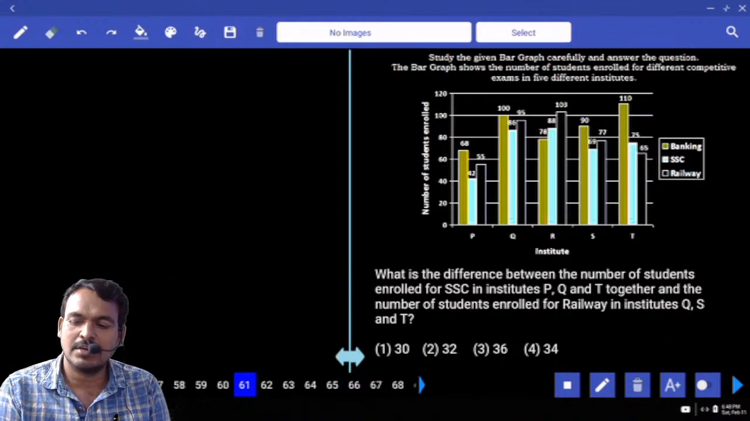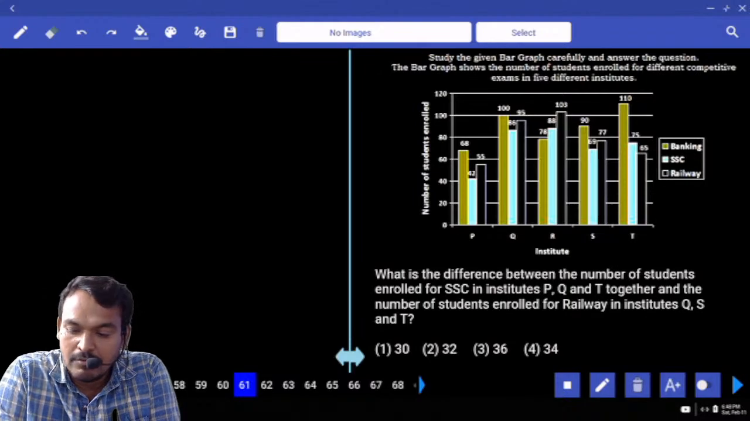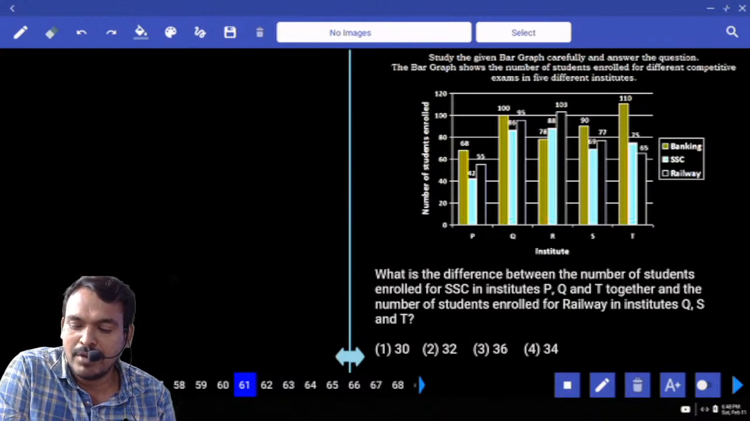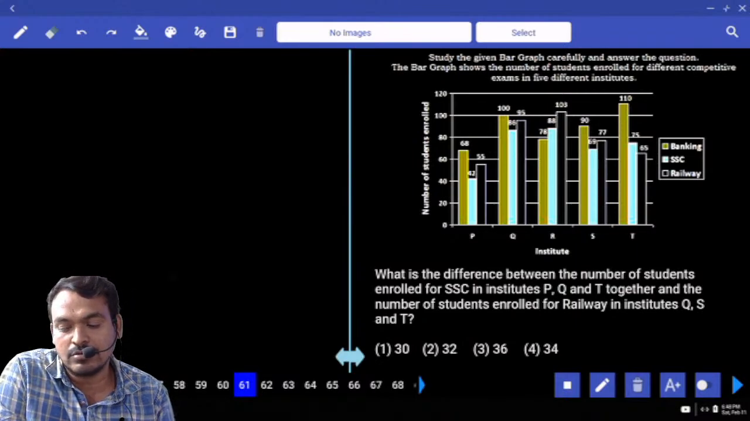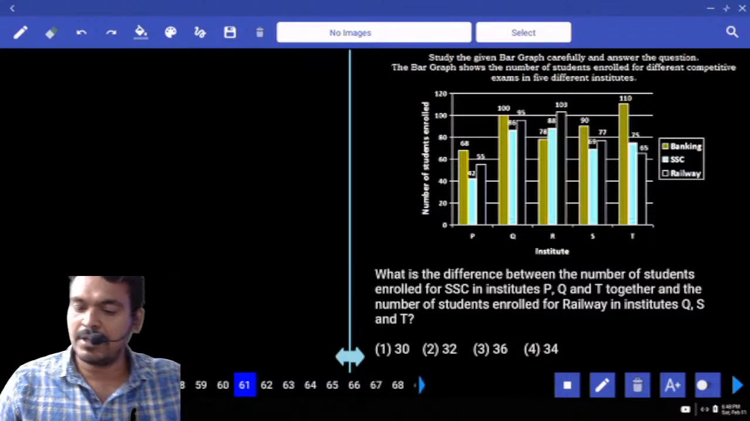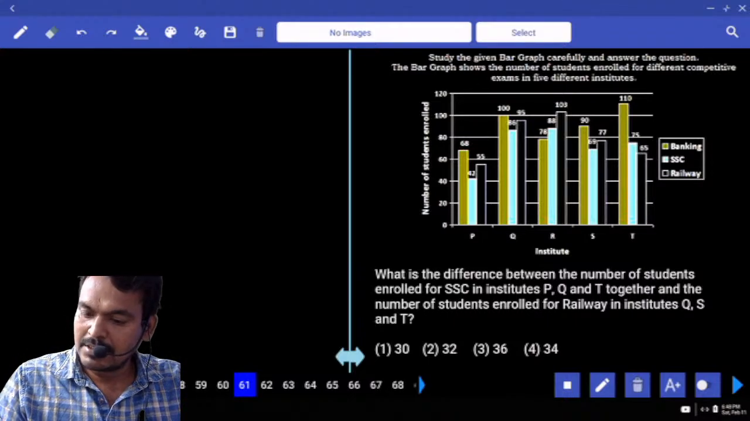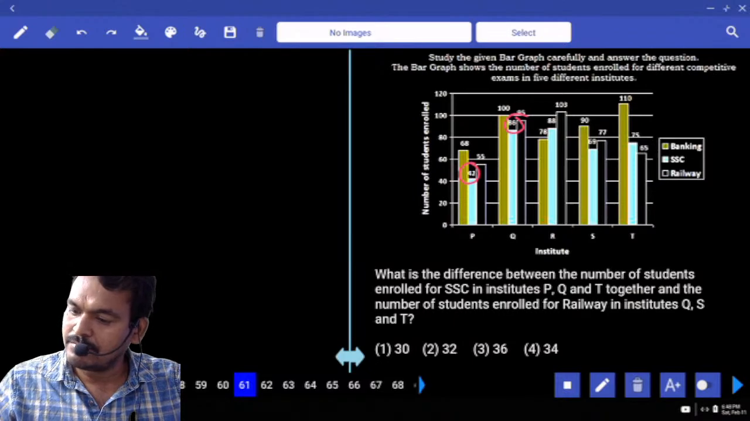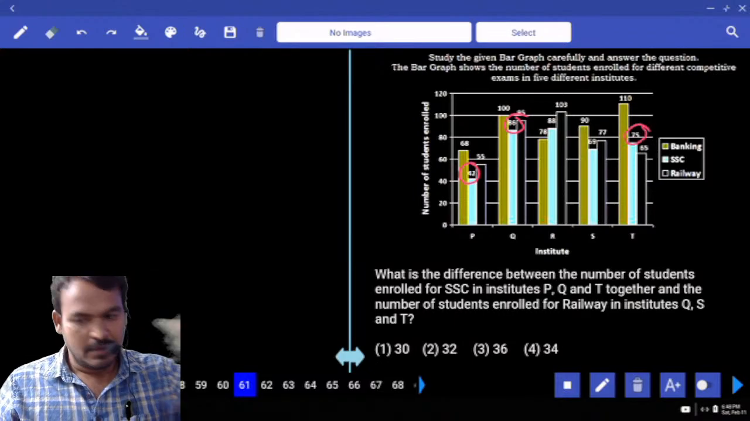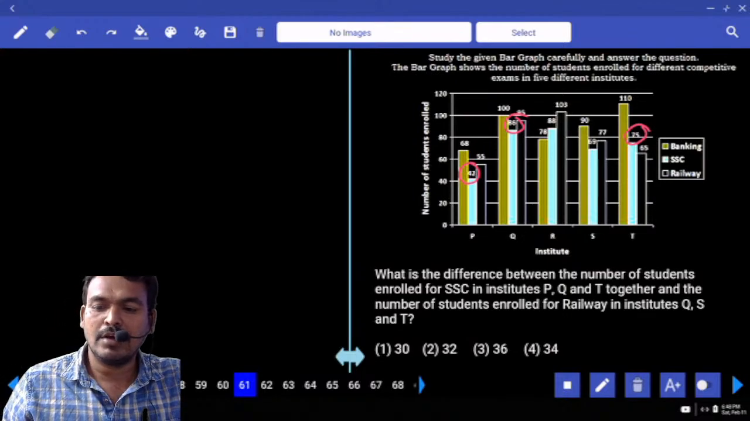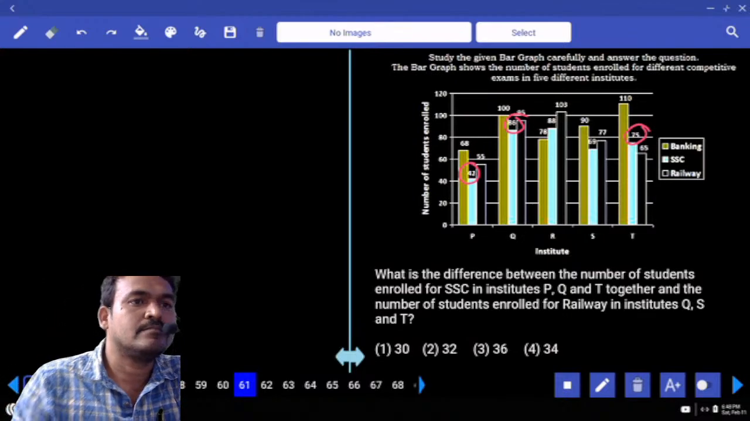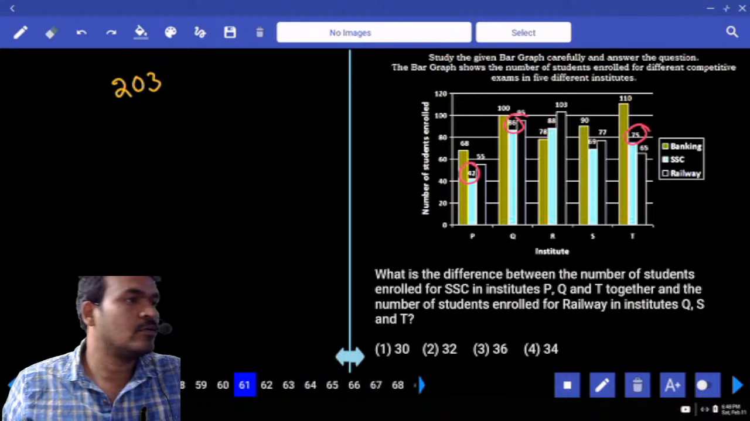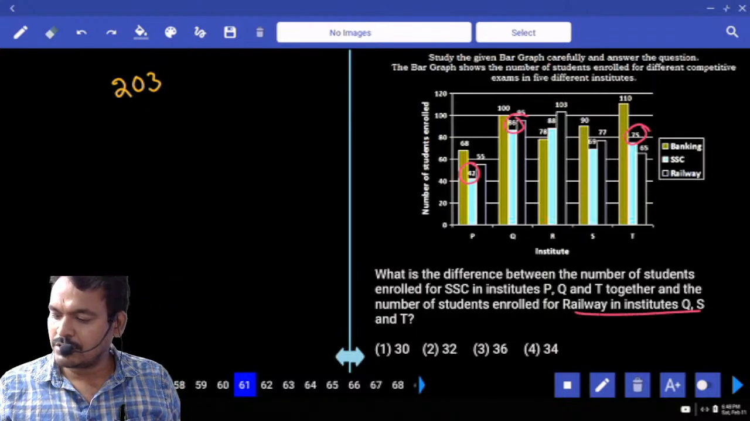What is the first question? What is the difference between the number of students enrolled for SSC in institutes P, Q, T together and the number of students enrolled for railway in institutes Q, S, T? First, SSC in P how much? SSC in P 42, Q 86, T 75. 86 plus 42, 128 plus 75. 128 plus 75, 203. Next, railway in institutes Q, S, T.